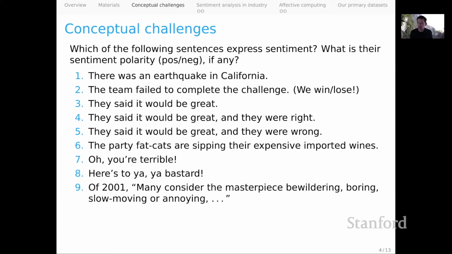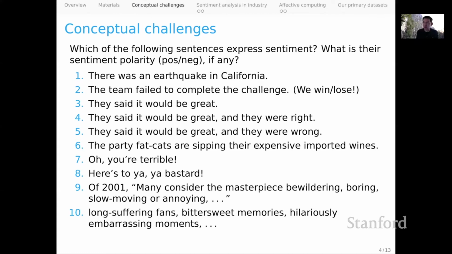And then here's a case that's just going to be a challenge for our systems. This is of the movie 2001. This is from an actual review. Many consider the masterpiece bewildering, boring, slow-moving, or annoying. There is a lot of negative language there. In fact, there's very little that's positive except masterpiece. But I think we can all anticipate that overall, this is probably going to be a positive review of that movie. So that just shows you that even if we're clear about what we're doing in terms of sentiment, the linguistic challenge here is significant.